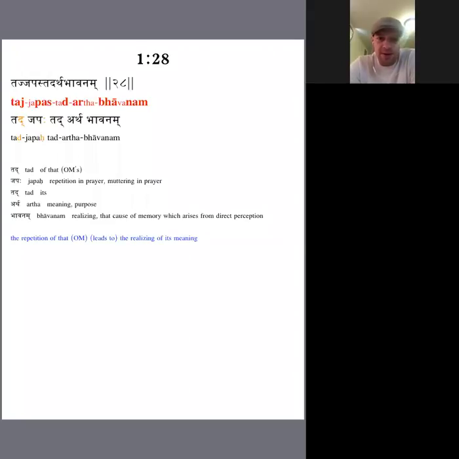And so it is musical in nature, and any musical form is considered to be a gateway to the divine. And here we have Tajjapas Tadartha Bhavanam, which says just by chanting Om, you come to realize its meaning. And that's why Omkara, the making of Om, or Udgita, the upward song, Aum, is one of the most common practices in ashrams around the world. Or some kind of droning, toning sound.